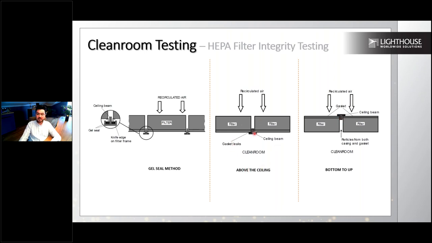And if it's an above-the-ceiling installation, like the just heal method, you'll be able to see the gasket leaks within the corner. So knowing how you are installing your filters in your cleanroom is the critical approach for proper HEPA filter testing.